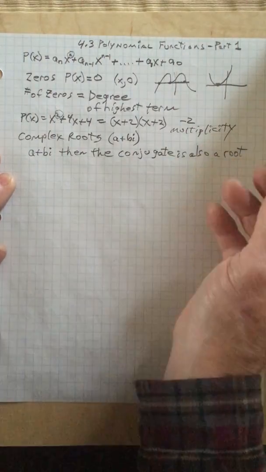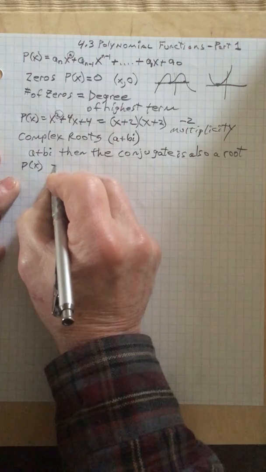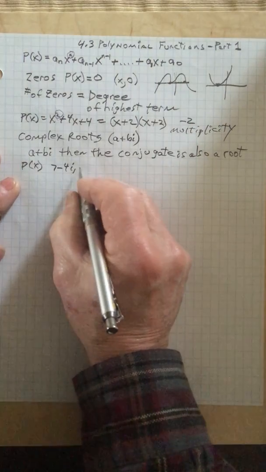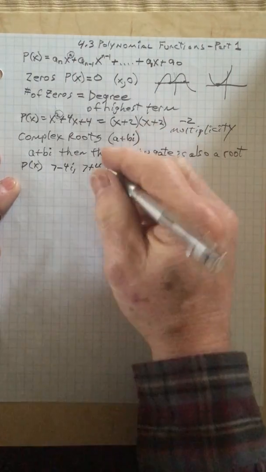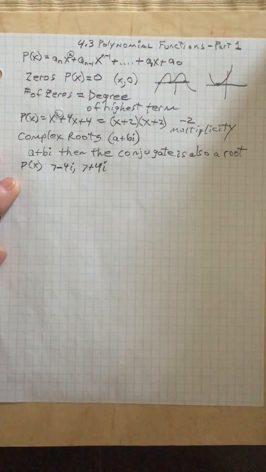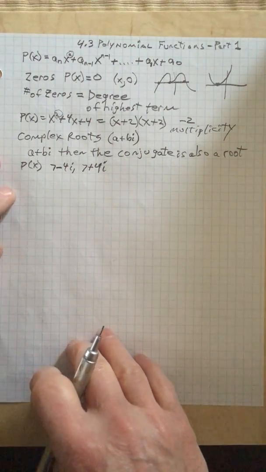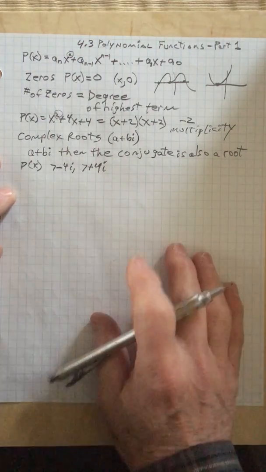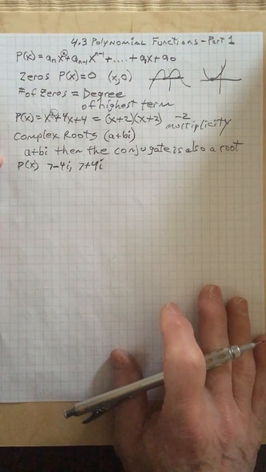Okay, so suppose I have p of x. I don't know what it is. Somebody tells me, hey, look, 7 minus 4i is a root. I immediately know then that 7 plus 4i is also a root. Again, with the conjugate, just change the sign in the center and you've got it. So, complex roots come in conjugate pairs. Okay, and we'll use that later on. Right now, that's all we're going to say about it.